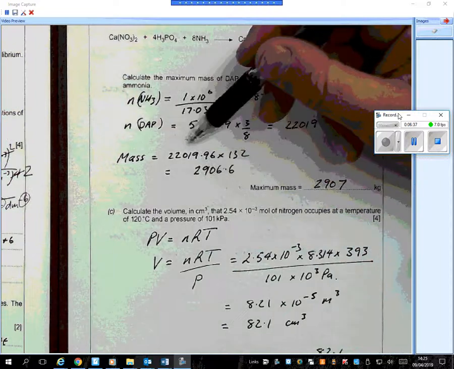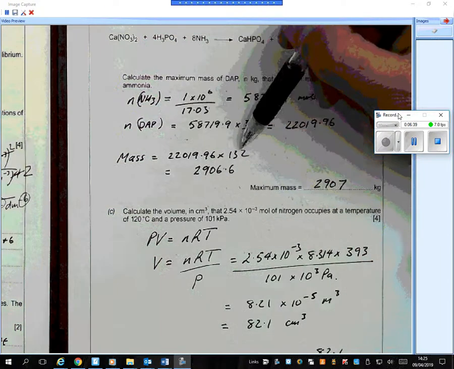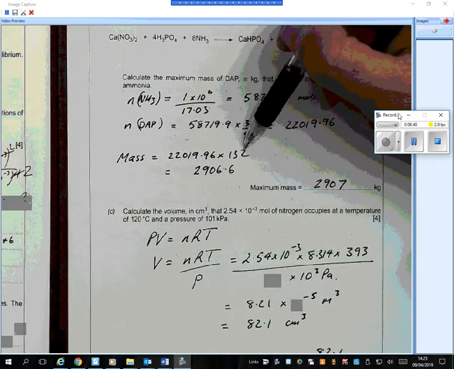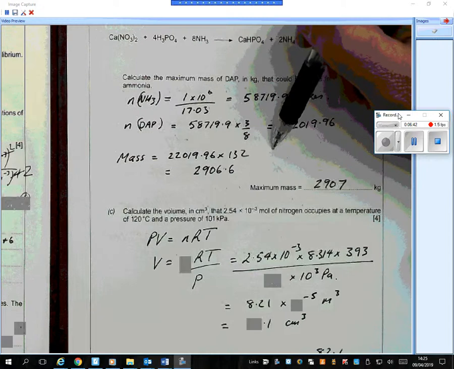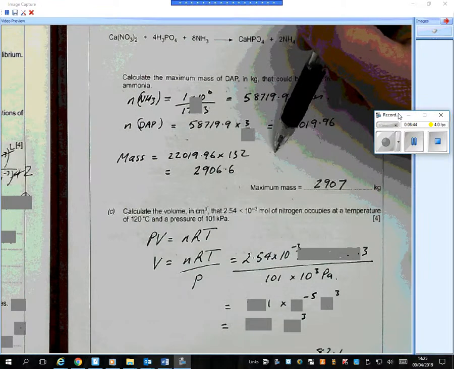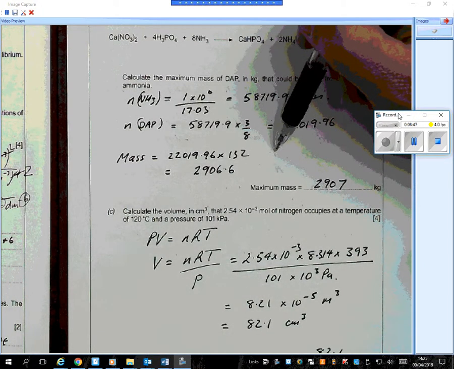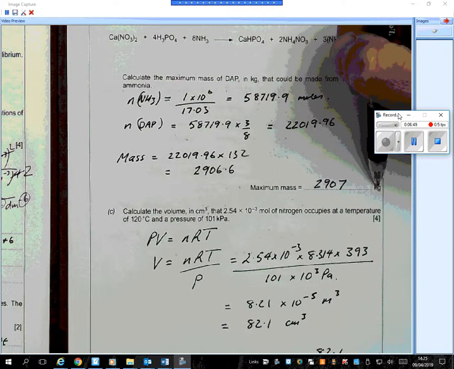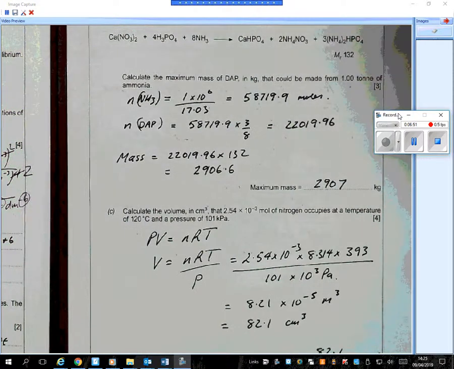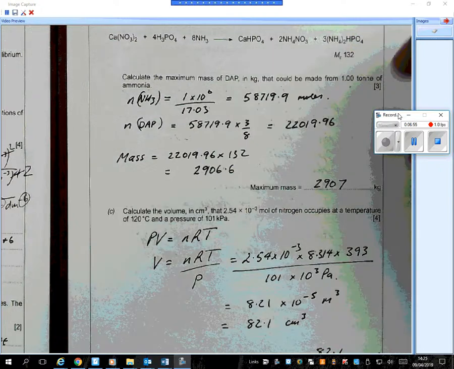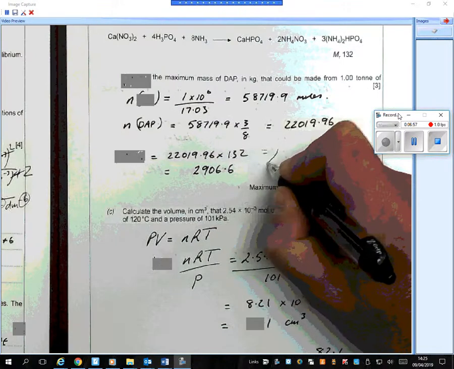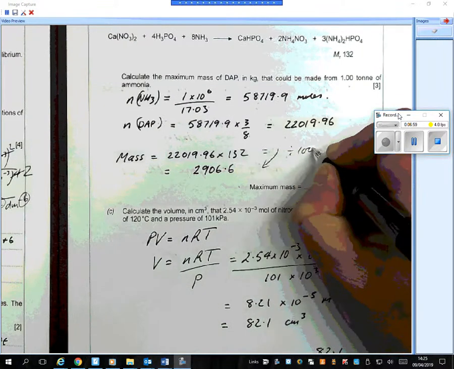So this will be the mass now coming out. Initially it'll come out in grams, then you need to divide by 1,000 to change it into kilograms. So again, just take note of the units. So from the answer to that to there, you're going to have to divide by 1,000.